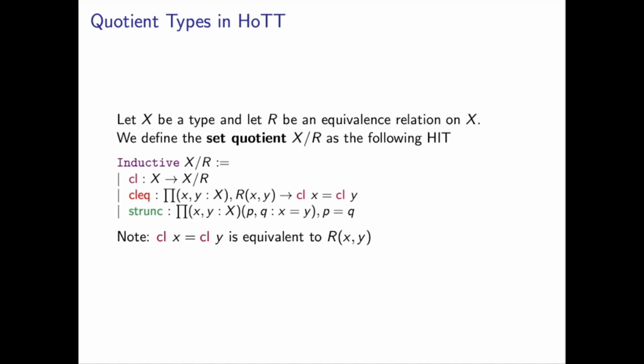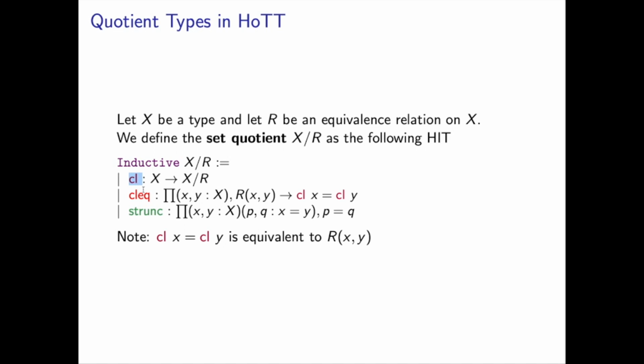Note that we assume that each equivalence relation is propositional, meaning that all inhabitants of R x y are equal. The quotient type is defined to be the following higher inductive type. First of all, we have a constructor CL. This constructor takes an argument of X and it returns the equivalence class in X modulo R.